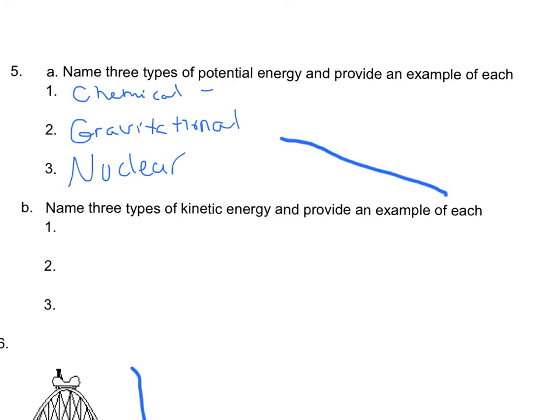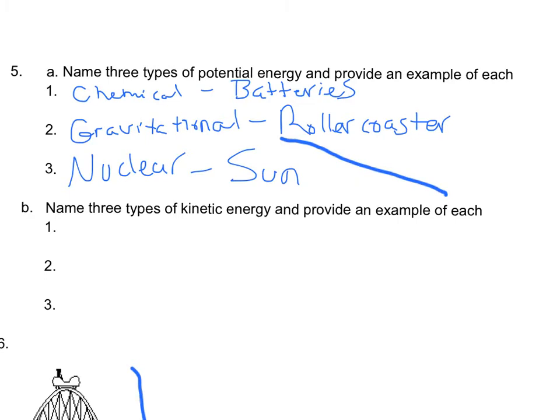And the example of chemical could be batteries, because we know that we have stored chemical potential energy in the batteries because it's actually chemicals in there that are creating the electrical charge. Gravitational, we can use a roller coaster, because we know that it is gravity that is going to take over to allow that roller coaster to move. And for nuclear, we'll call the sun, because as we said in our sources of light, there are millions and millions of nuclear reactions occurring on the sun's surface, and that is where we receive all of that light.